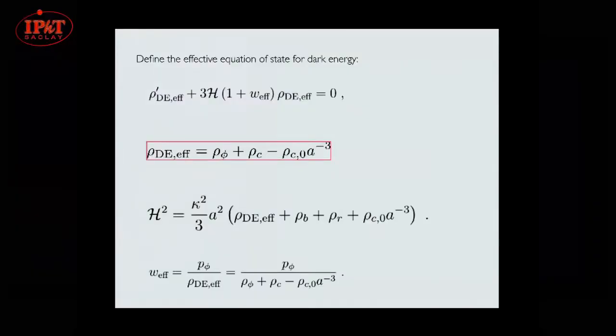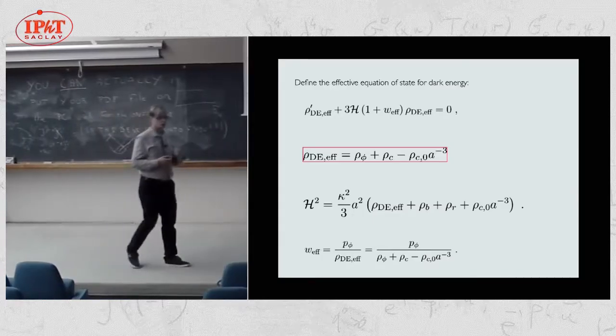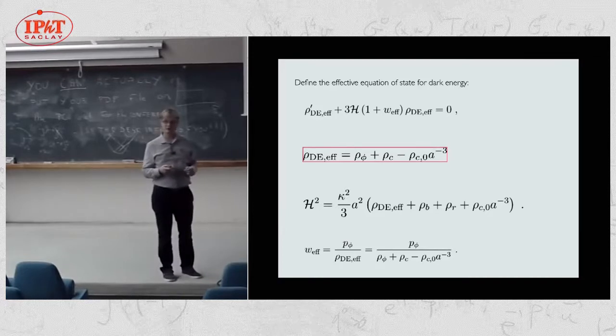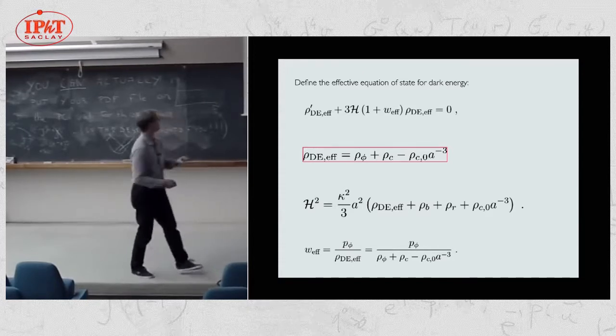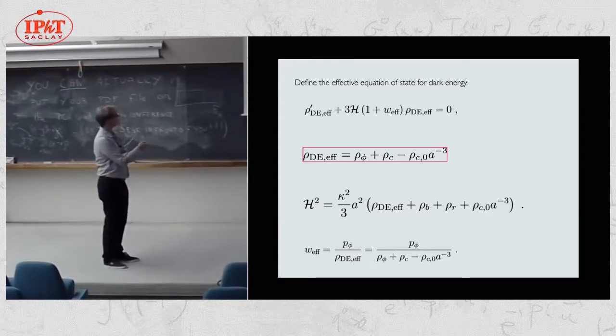Now, what I'm going to do, because I need it later, if you compare these theories to supernova, we usually assume that dark matter scales like a to the minus 3. It's not the case here. So the part which doesn't scale like a to the minus 3, I put it into dark energy. Okay? So rho dark energy effective is just the scalar field dark energy plus dark matter minus the contribution which scales like a to the minus 3.